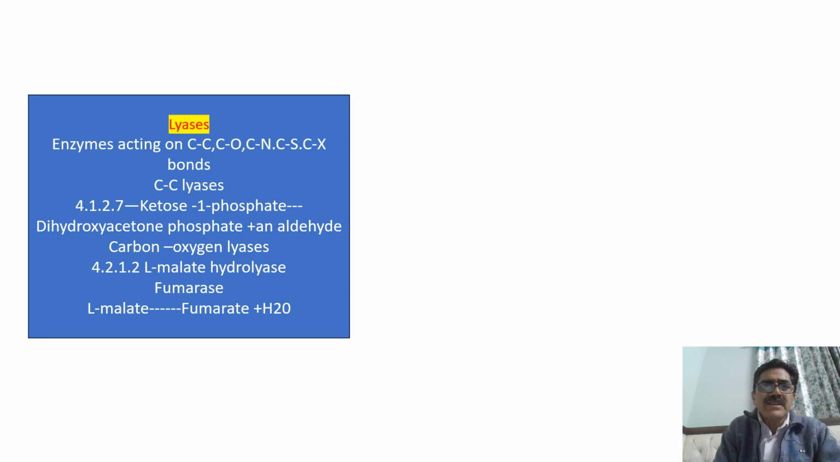Next we have lyases, enzymes acting on carbon-carbon, carbon-oxygen, carbon-nitrogen, and carbon-sulfur bonds. Carbon-carbon lyases, for example, have enzyme number 4.1.2.7. 4 is the major class it belongs to. 1 is the subclass, 2 is the sub-subclass. The last digit is the final name of the enzyme. For example, we have ketose 1-phosphate aldolase, acting on dihydroxyacetone phosphate involving an aldehyde. The next example is carbon-oxygen lyase, 4.2.1.2, L-malate hydro-lyase. Another example is fumarase: L-malate is catalyzed by the enzyme fumarase.